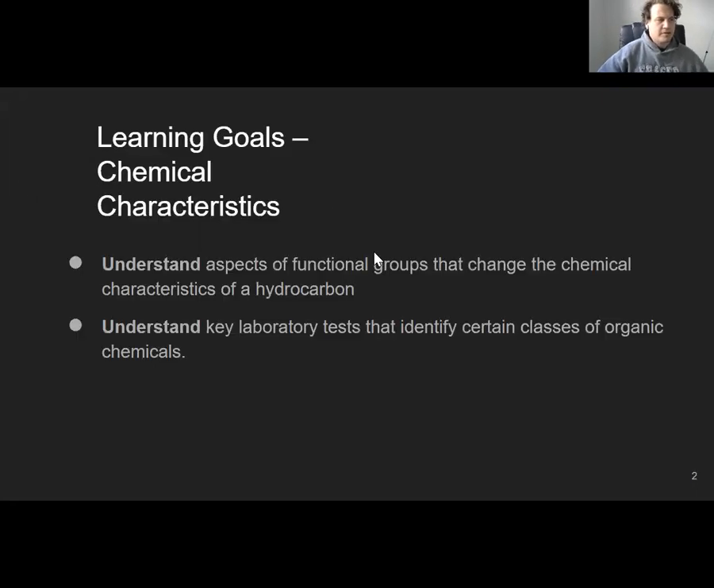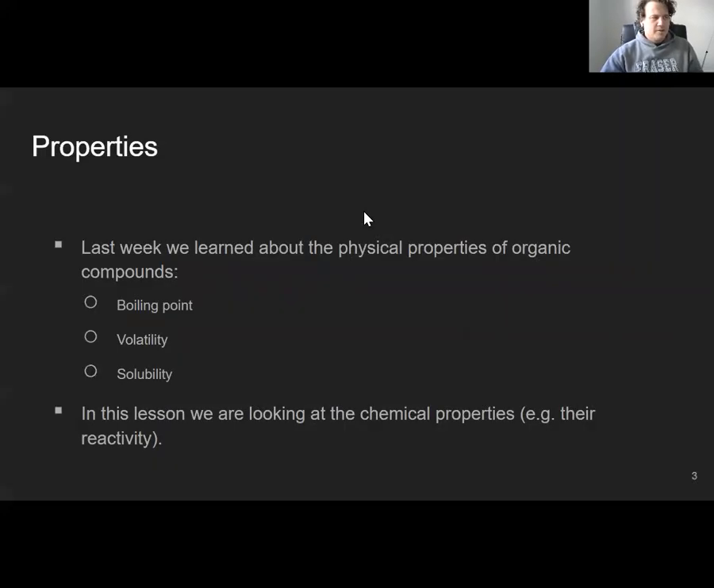So we're going to look at functional groups that change the chemical characteristics of the hydrocarbon and how we can test for them. The functional group is the part of the organic compound that gives it its chemical characteristics. In the previous weeks we've looked at boiling point, volatility, and solubility. Now we're going to look at the reactivity of different compounds and how we can utilize this reactivity to test for them.